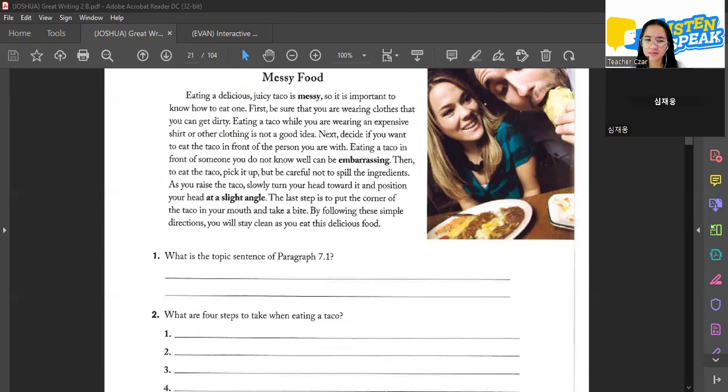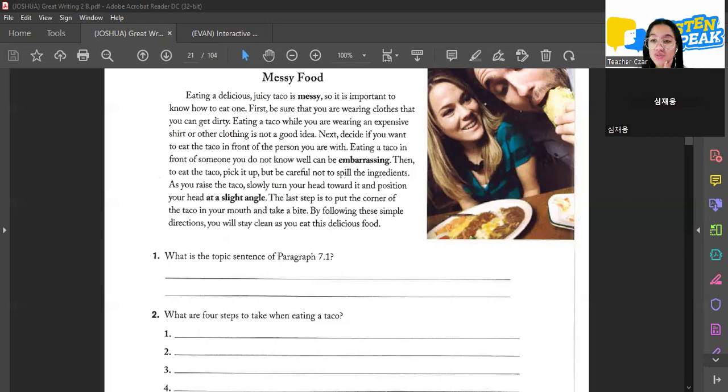The way to eat a messy taco. Okay, the way to eat a messy taco or the way to eat messy food. Okay, you have the idea. But on this one, the main topic sentence of the paragraph is all about eating delicious food or eating messy food, okay, which is a taco.